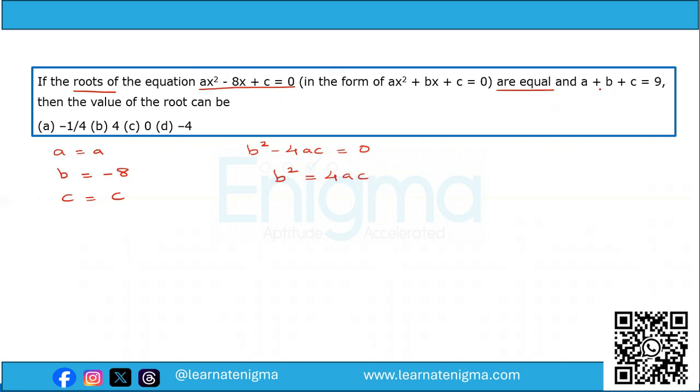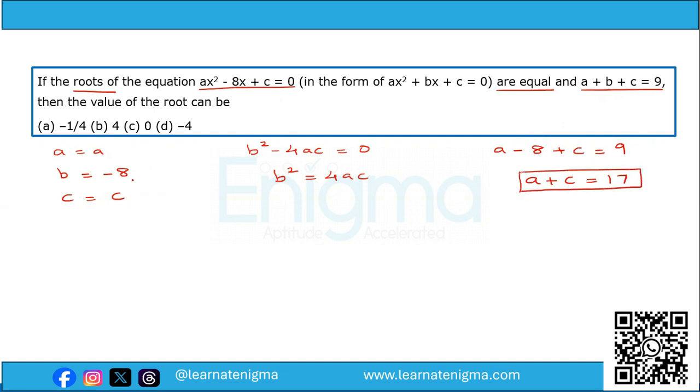Now we have been given another equation here, that is a plus b plus c is equal to 9. And we have here b as minus 8. So therefore, combining these two equations, we have a minus 8 plus c is equal to 9. So therefore, from this we have a plus c is equal to 9 plus 8, that is 17.